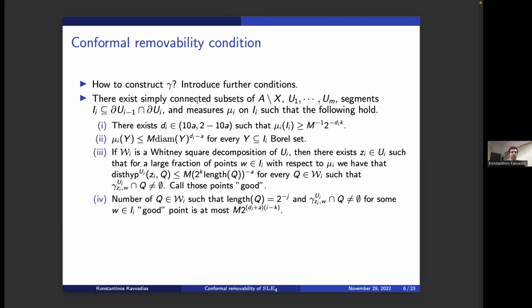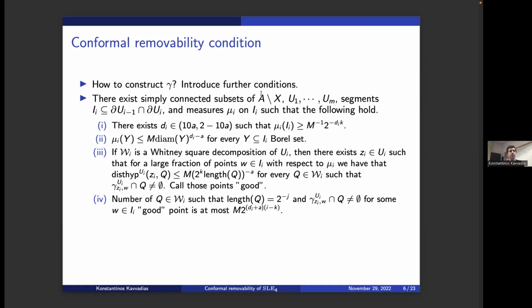So here, I have some conditions. I will explain every one of them. For every such annulus A, a conformal annulus, we require that we can find simply connected subsets of the complement of X in that annulus, the subsets U_j. Here, we do not necessarily require these subsets to be simply connected components. They are just simply connected subsets.